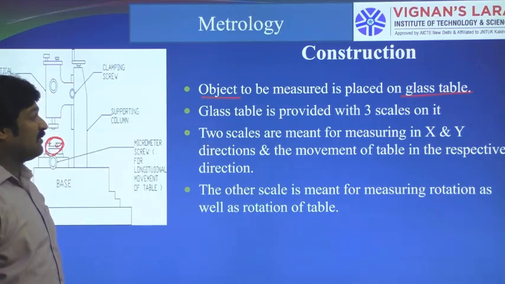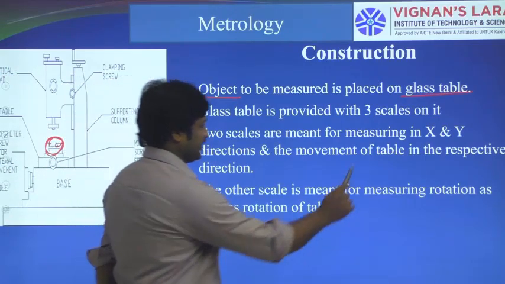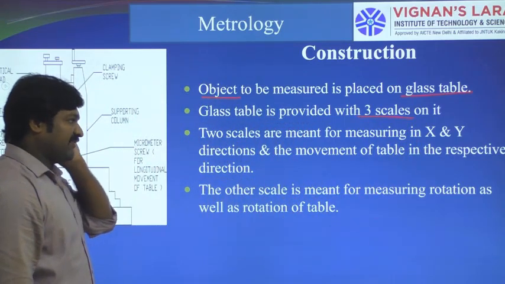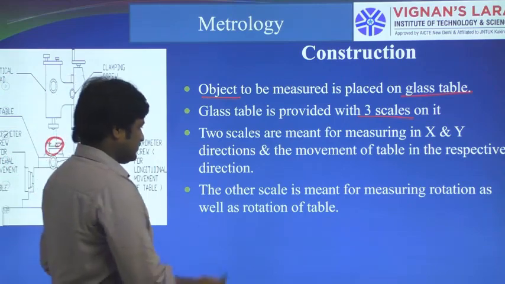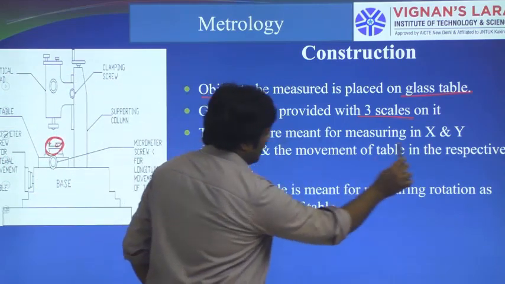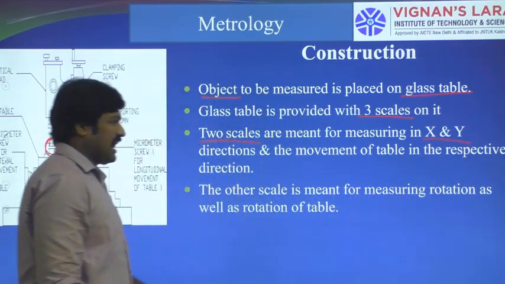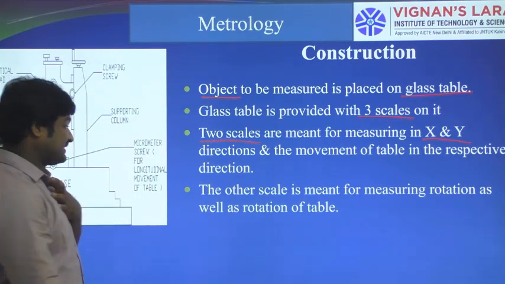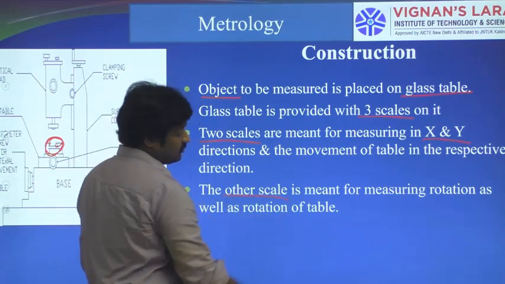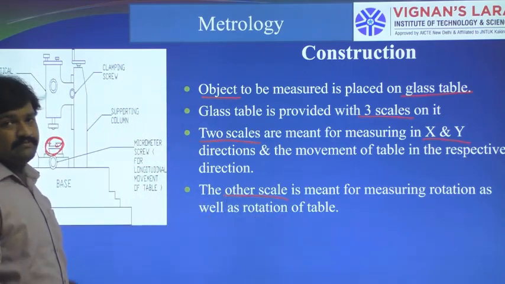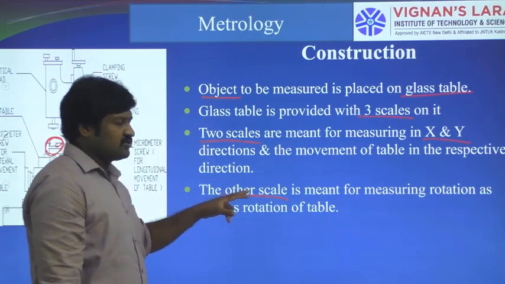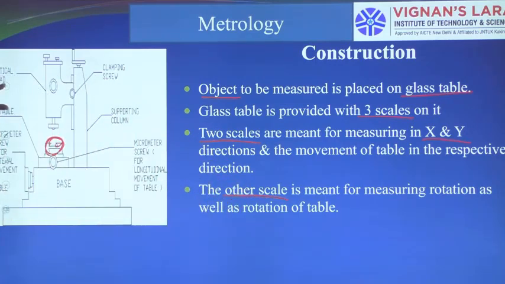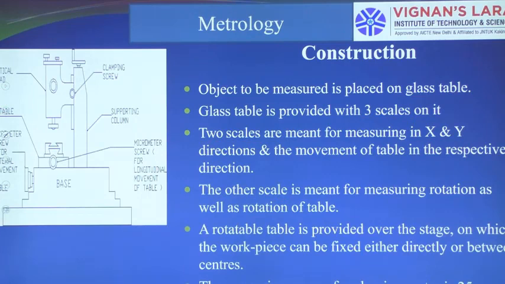The glass table is provided with 3 scales on it. 2 scales are made for measuring the X and Y directions, and the movement of the table in the respective directions. Next, the third scale is meant for measuring the rotation. So for angular measurement, we are going to use the third scale, and for linear measurements, scales 1 and 2 are generally used.